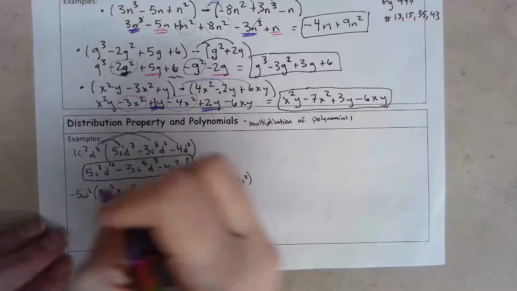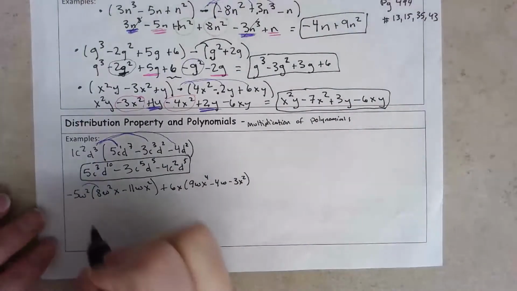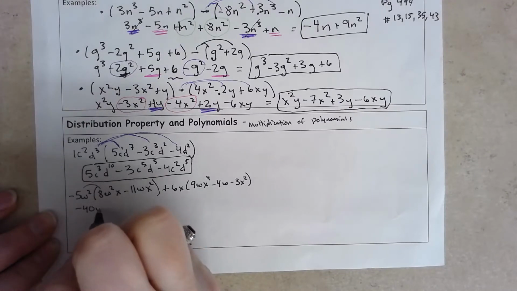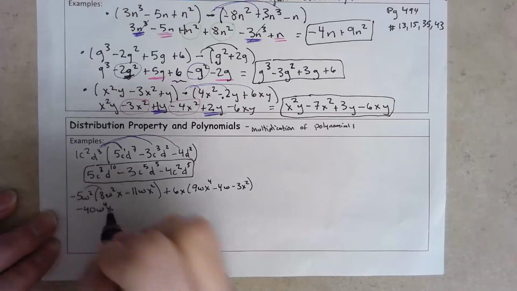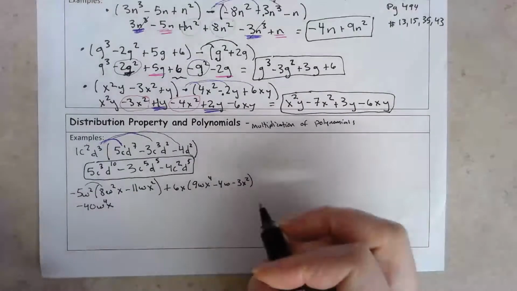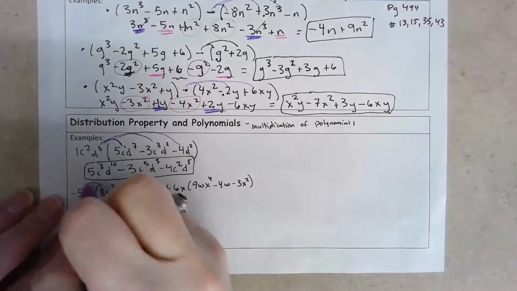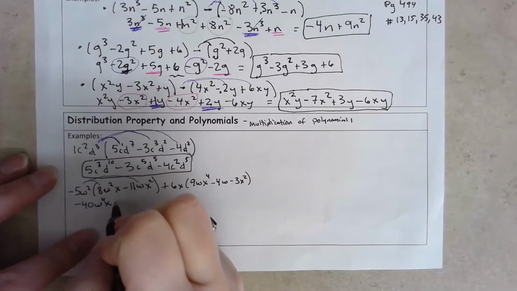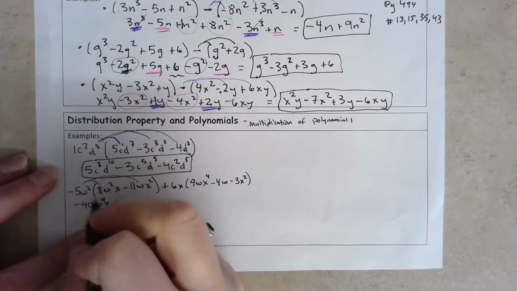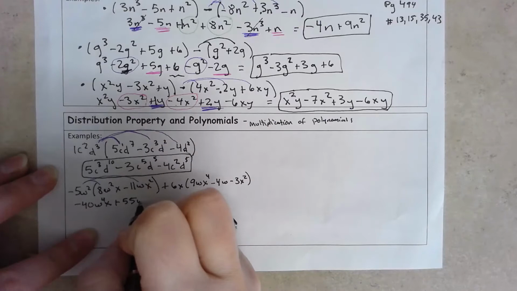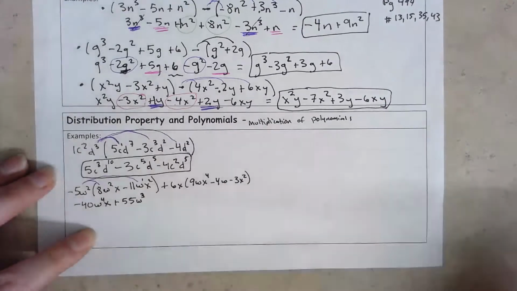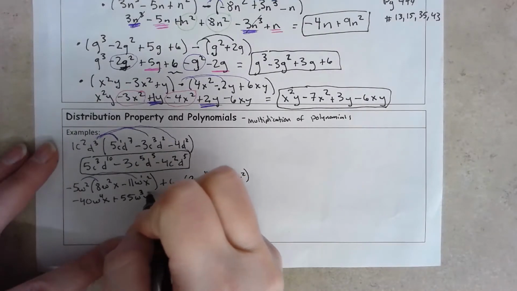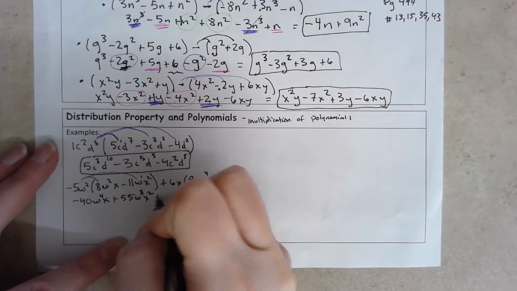So if we distribute, negative 5 times 8 is negative 40. W squared times w squared is w to the 4th. There's no x, so it's like 1 times x. It just stays the same. Then we have negative 5 times negative 11, and a negative times a negative is a positive 55. W squared times w is w cubed, because there's like a little 1 right there. And again, there's no x, so it stays x squared. Okay, I'm going to put plus, because that's what's right here.